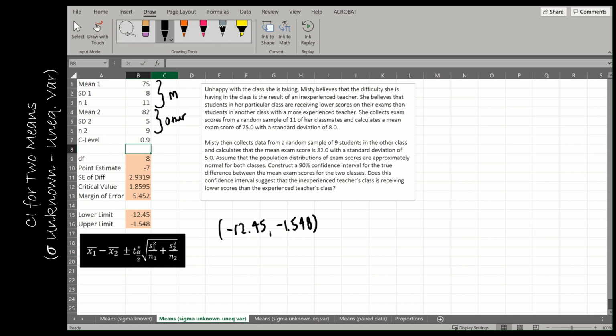So the true mean is somewhere in here. We're 90% confident that the true mean is between those two values, and because those two values are negative, we can sort of say that yes, Misty was probably right, that her teacher is scoring them lower than the other class.